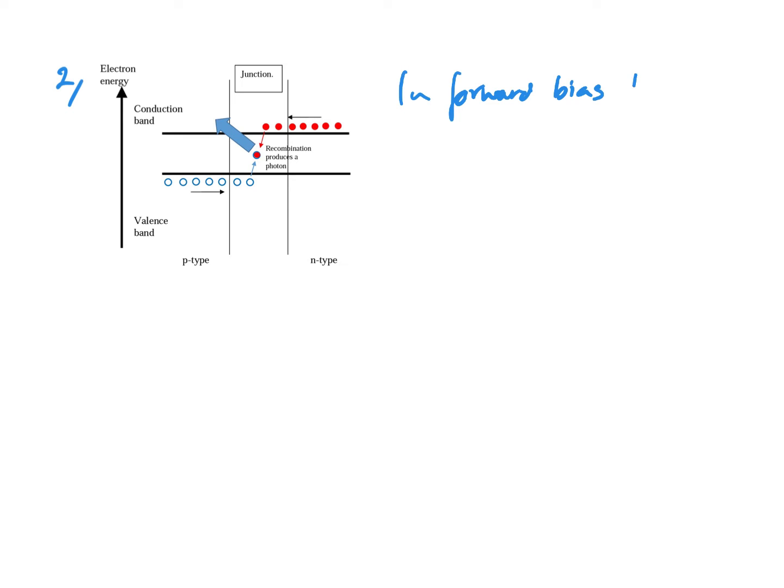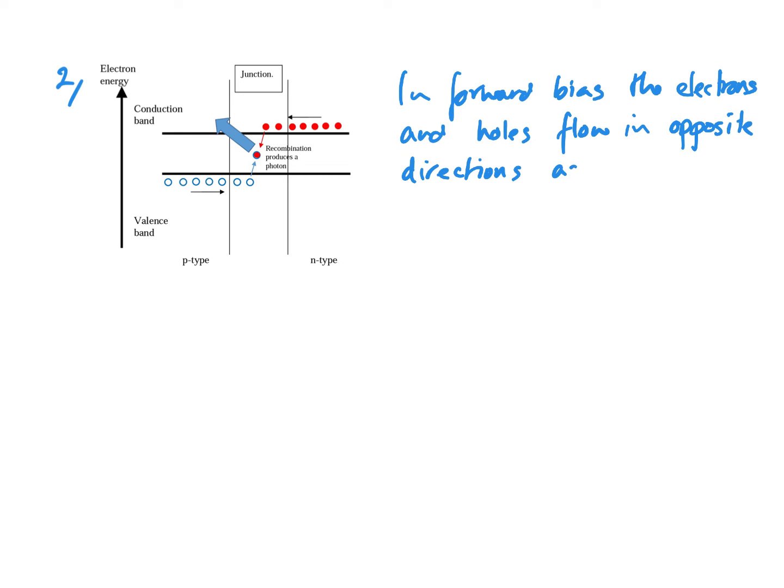The electrons and holes flow in opposite directions across the junction, and some of them will jump across the gap.